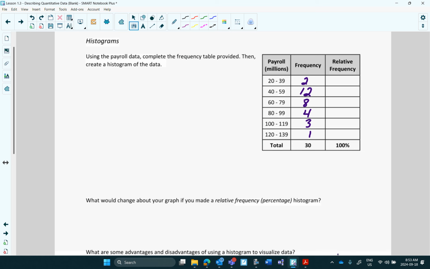This one I made it easy because 20 to 39 and then separated it from 40. But I could have easily done 20 to 40, 40 to 60, etc., that's still correct. You can do it that way. If we found the percentages, so 2 out of 30, 12 out of 30, 8 out of 30, etc., we'd get 6.7%. Here we get 40.0%. Here we get 26.7%. Here we get 13.3%. Here is 10.0%. And here is 3.3%.